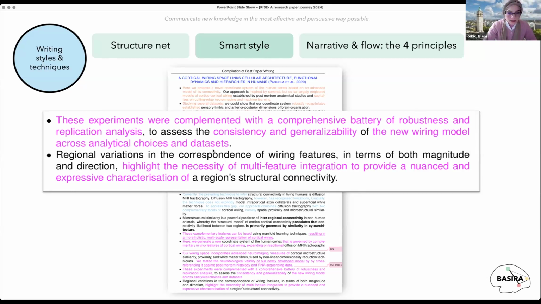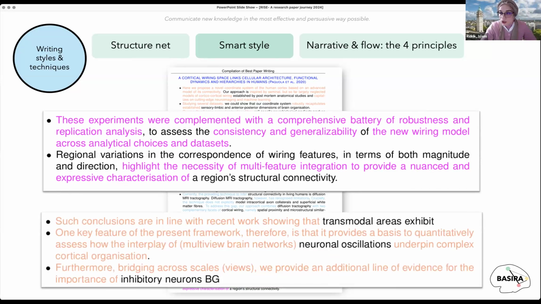Regional variation, so this one is from the paper. "Highlight the necessity of something," so you can use this also to provide a nuanced and expressive, that's a beautiful thing also, but you need to use it appropriately. You do not just copy paste, and you don't actually have nuanced, and you don't actually have expressive. So whatever you're doing needs to be expressive, and whatever you're providing needs actually to be nuanced. Okay, cool.